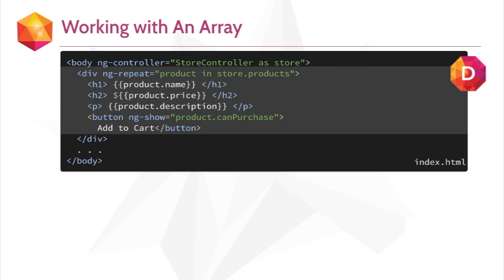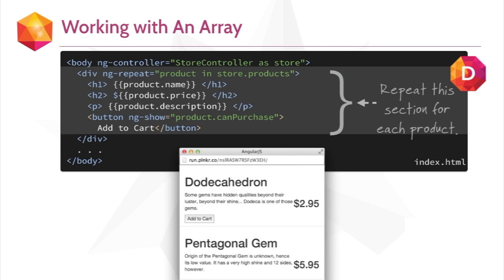The ngRepeat directive takes a special Angular expression. In this case, we're saying product in store.products. store.products is the array we want to iterate through. Inside of this element, product refers to the current product, and we can print out all of its properties. And this will get repeated for as many products as we have. So now if we jump into our browser, we can see that it shows us all of the products.